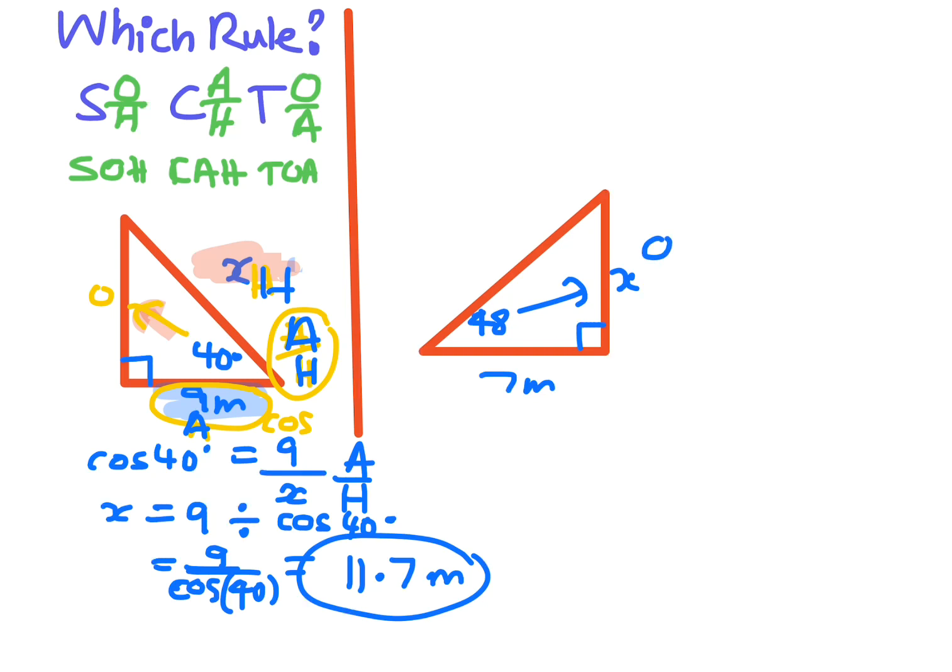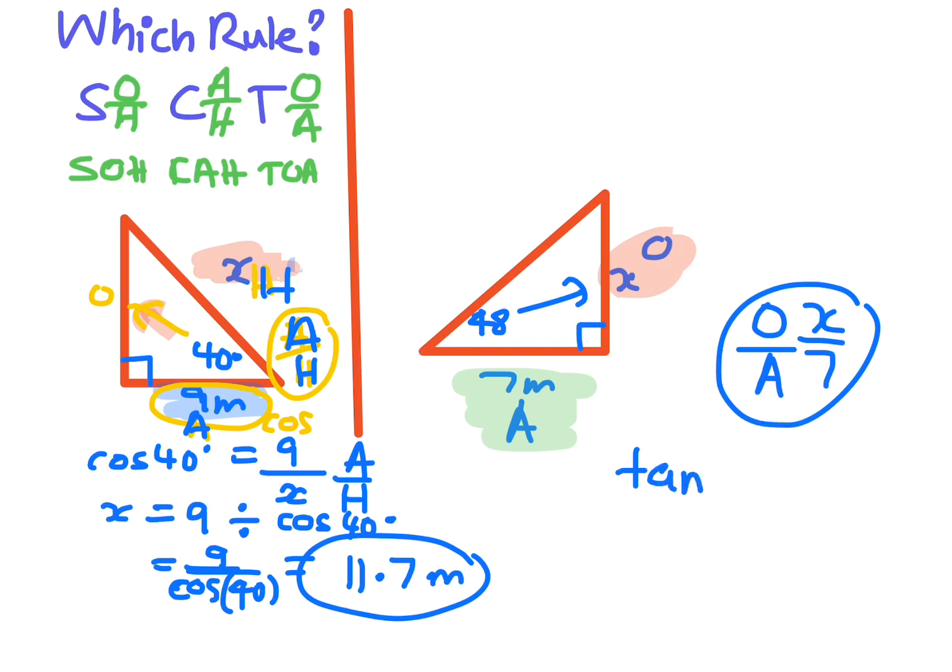Okay, if we look at the other one, all right, so we have what? Opposite. So the opposite this time is the X, and the adjacent is number 7. So if we look at this, the one that came first there was the opposite. So it's opposite on the adjacent. So it's going to be X on 7. So you can see X turns out to be on top.